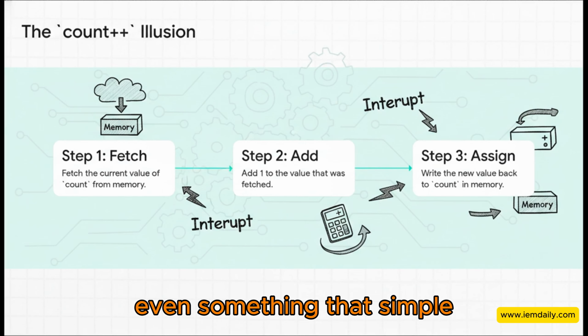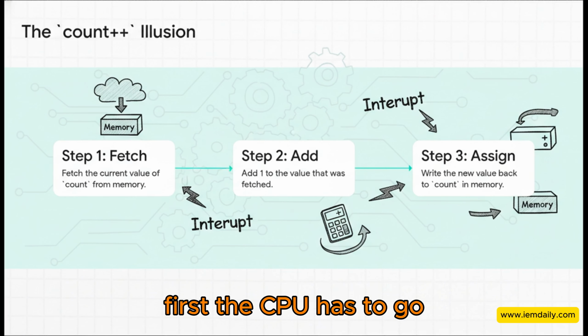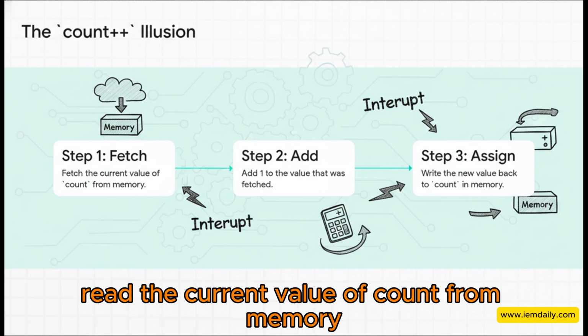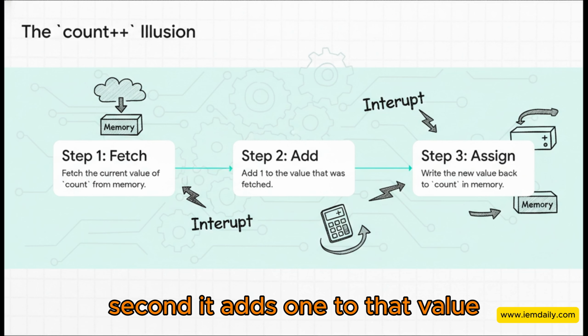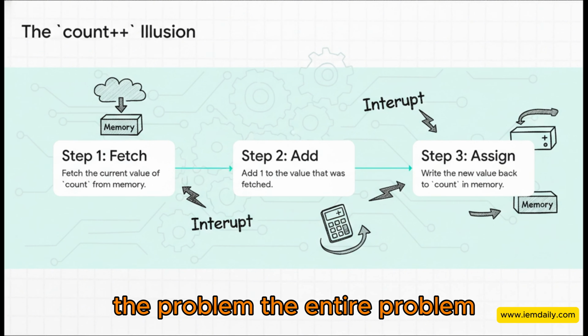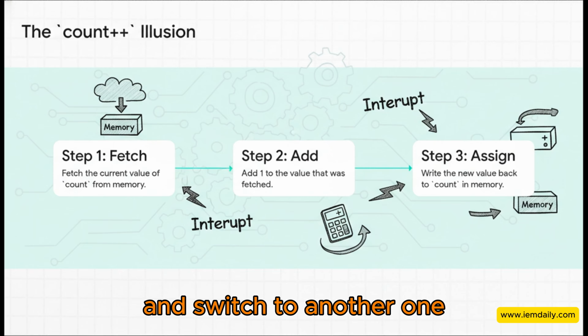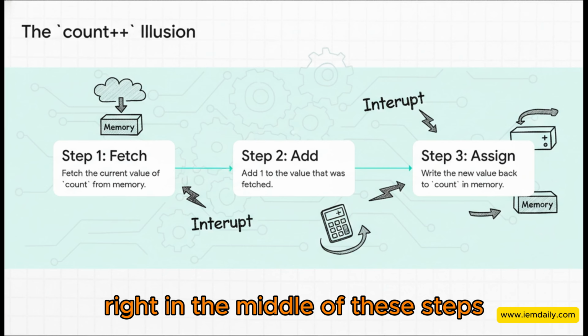See, under the hood, even something that simple is actually a sequence of 3 different steps. First, the CPU has to go read the current value of count from memory. Second, it adds 1 to that value. And third, it has to write that new value back into memory. The problem, the entire problem, is that the operating system can pause a thread and switch to another one right in the middle of these steps.